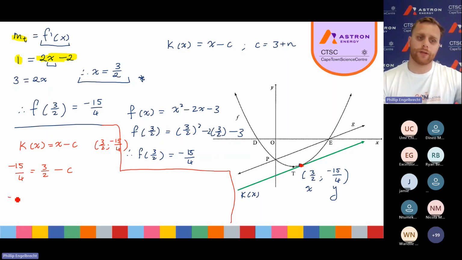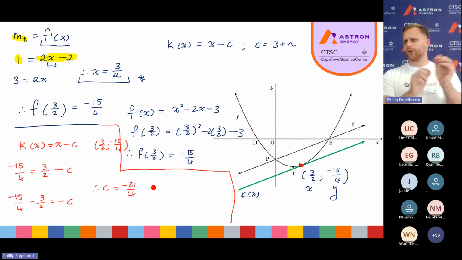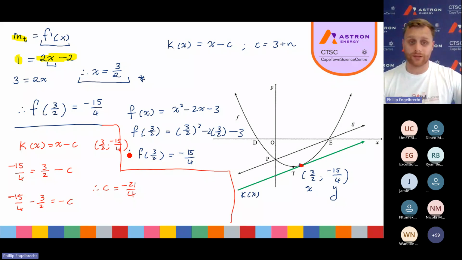So you get negative 15 over 4 minus 3 over 2, and that's equal to negative c. You solve for this, and you get that c is equal to negative 21 over 4. Sorry, guys, I just got a little bit distracted here. But don't worry. You solve for c, and you get that your constant is equal to this. So that therefore means that k of x is equal to x minus 21 over 4.